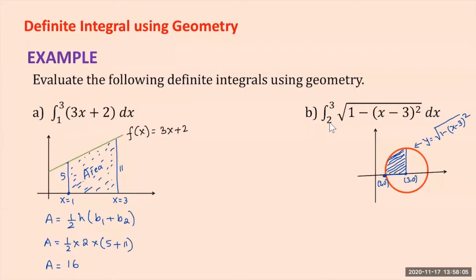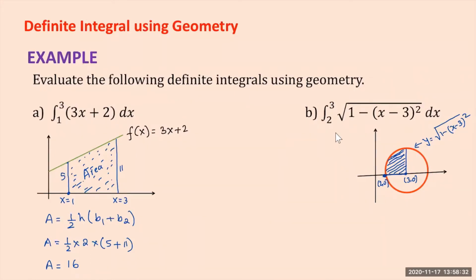So in part B, we have to evaluate the definite integral from 2 through 3 of the square root of 1 minus the quantity x minus 3 squared. So if you try to sketch the graph of the square root of 1 minus (x minus 3) squared, it will be the upper half of the circle. It will be a semicircle. Although I have shown a complete circle here, this one is only the positive part, so it will give you the upper half of the circle.